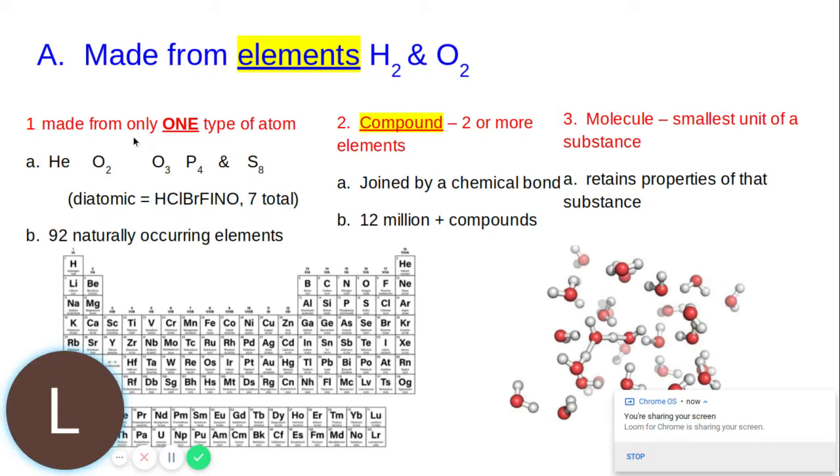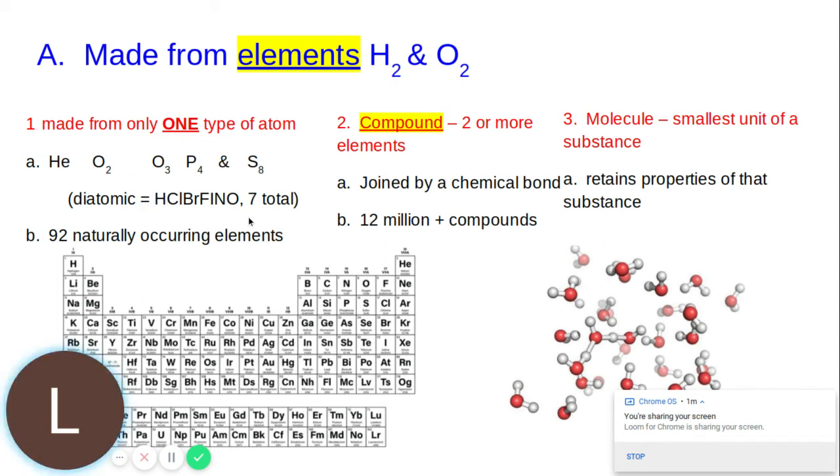So they are still elements because they're made of only one type of atom, but elements can sometimes be more stable if they appear in twos or threes or fours, eights. There are common ones. They're called diatomic. They all appear in twos, and these are the 7 elements that do that: hydrogen, chlorine, bromine, fluorine, iodine, nitrogen, and oxygen. If you put all those together and make a word, you can use the word HuckleBerry Pheno. It's like an acronym that can help you remember which elements they are.